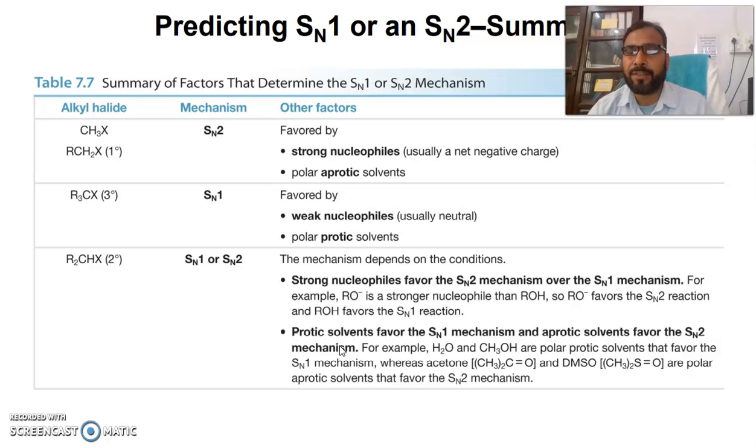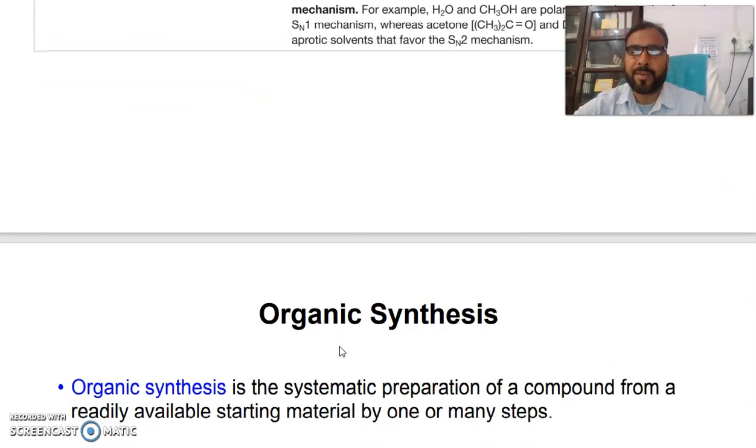A strong nucleophile favors SN2 mechanism over the SN1 mechanism. For example, RO minus is a stronger nucleophile than ROH. So RO minus favors the SN2 reaction and ROH favors the SN1 reaction. Protic solvent favors the SN1 mechanism and aprotic solvent favors the SN2 mechanism. For example, water and alcohol are polar protic solvents that favor the SN1 mechanism, whereas acetone and DMSO are polar aprotic solvents that favor the SN2 mechanism.